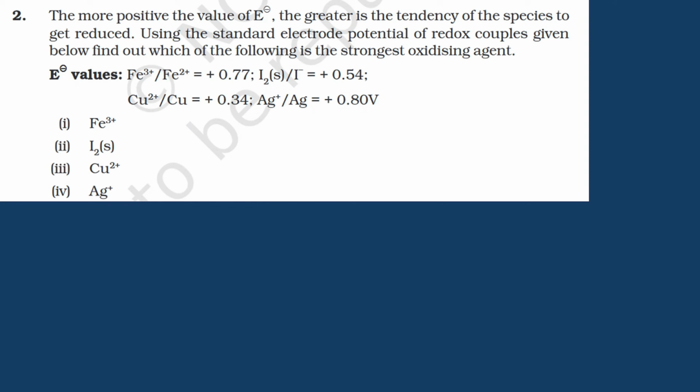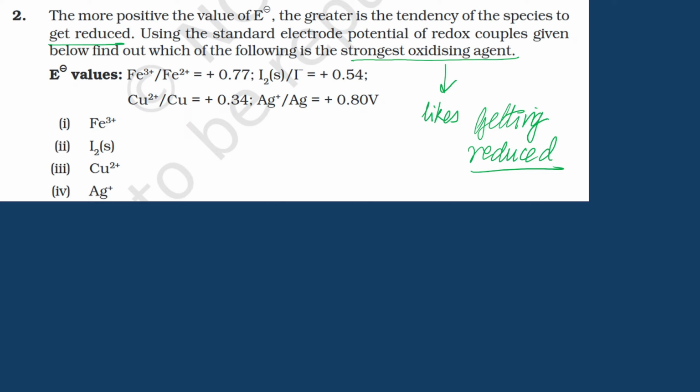Question number 2. The more positive the value of E naught, the greater is the tendency of the species to get reduced. Okay, we'll digest that first statement. Using the standard electrode potential of redox couples given over here, इसमें से कौन सा, which of the following is the strongest oxidizing agent, which means that it likes getting reduced. I like writing that down so you have this in your mind. If it's a good oxidizing agent, it itself gets reduced. They are two sides of the same coin. ठीक है, ये पहला statement लिखा गया.